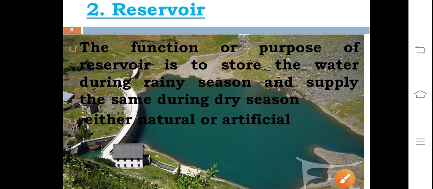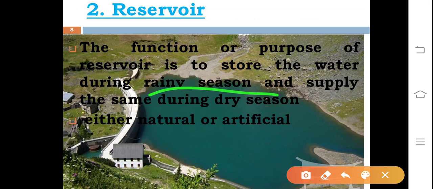Reservoir. What is a reservoir? The function or purpose of a reservoir is to store the water during the rainy season and supply the same during the dry season, either natural or artificial.